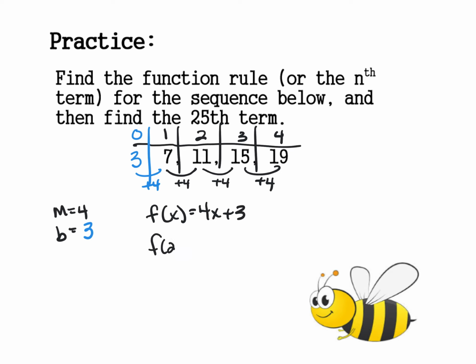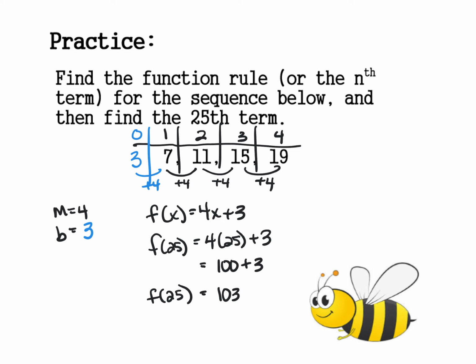I'm going to find the 25th term. So 4 times 25 plus 3. 4 times 25 is 100. Plus 3 gives me 103. So f of 25 should be 103.